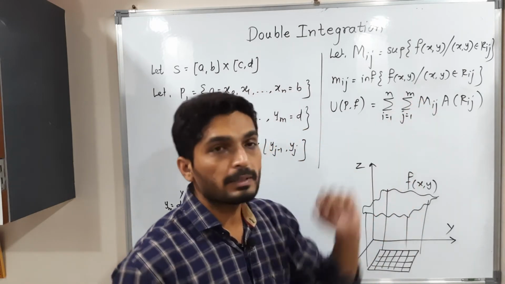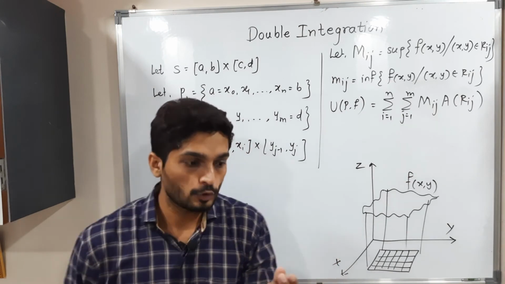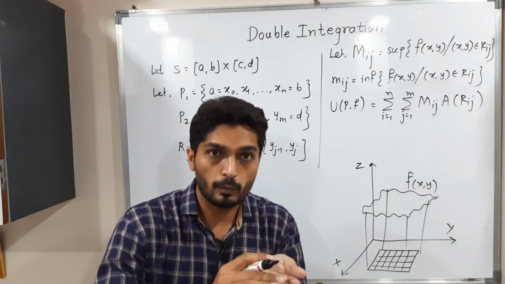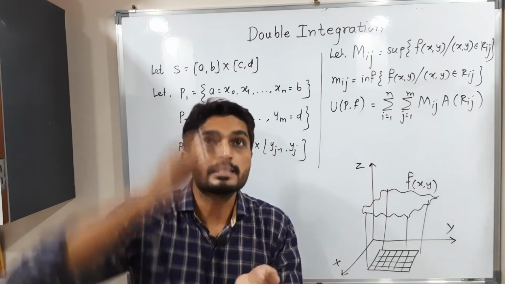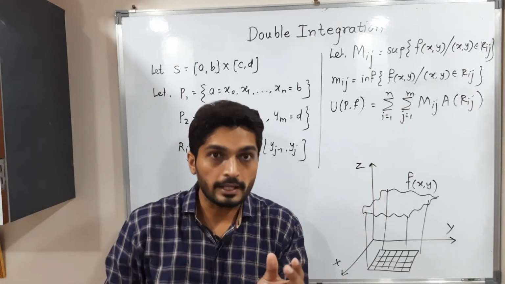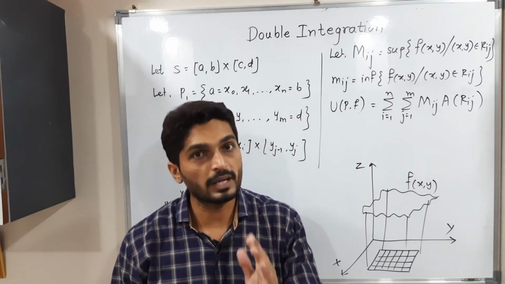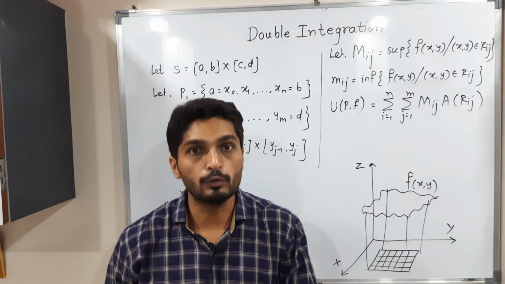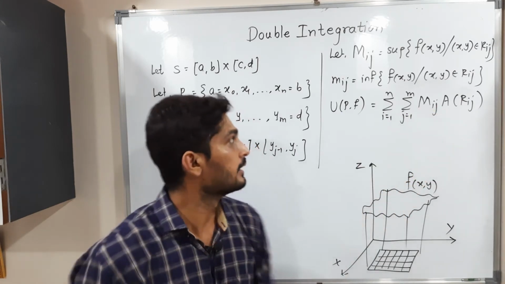So what is the actual meaning of it? A means area of Rij. So whatever the subrectangle we have, I'm calculating its area and multiplying by Mij. Mij means height. That means area of base into height. This is nothing but volume. Getting? So we are actually calculating the volume of one pillar, since I'm considering simply Rij.